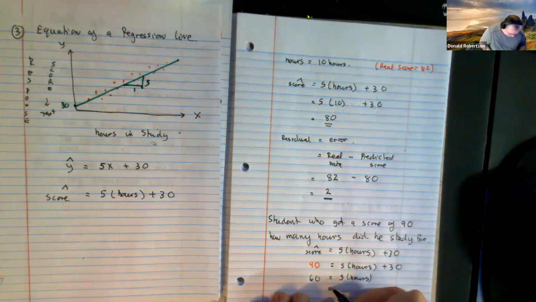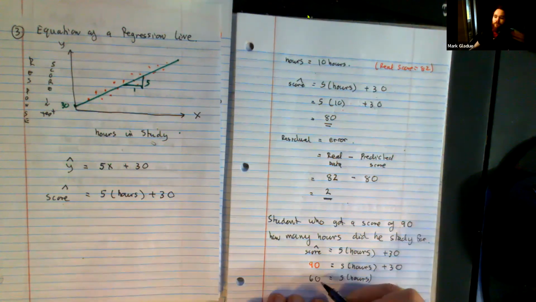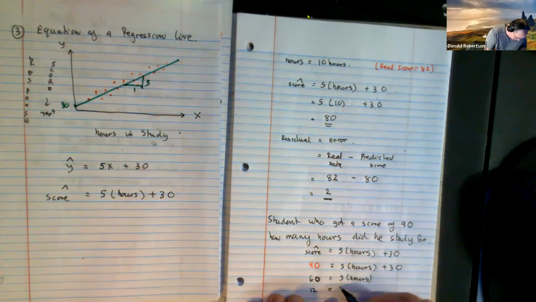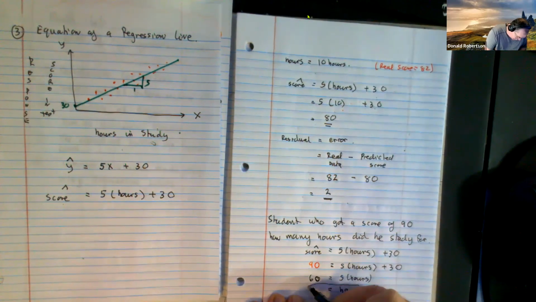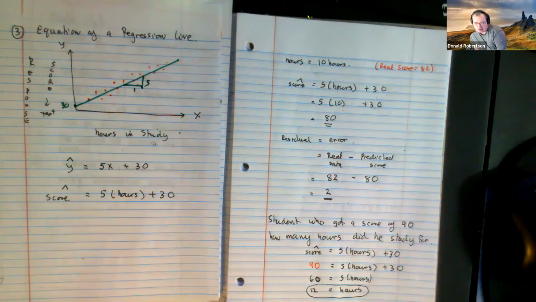What would I do to both sides now to find out the number of hours that that person studied? Divide by 5. And so the answer we got would be, we would be saying 12 hours is what we think that student probably studied for. Did that mean that this particular student definitely studied for exactly 12 hours?